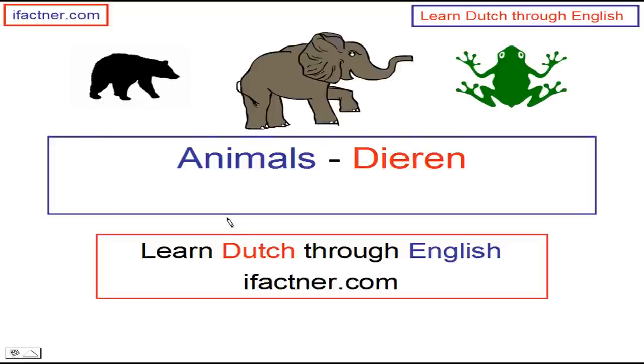Hey guys and girls, welcome to another episode of the Learn Dutch Through English lesson series. In this lesson, we are going to learn what we say for different animals in Dutch. Animals are called dieren in Dutch. D-I-E-R-E-N, dieren. Dieren, animals.